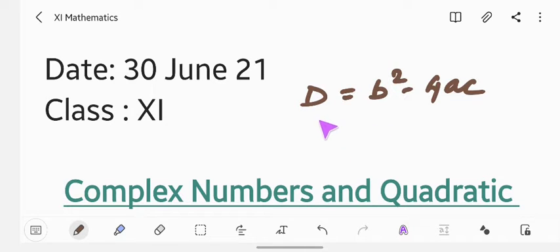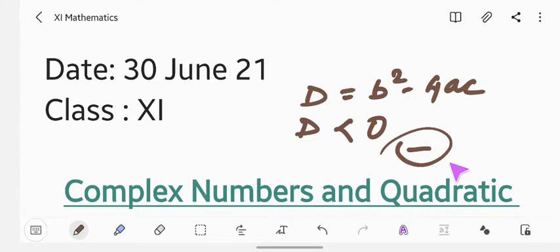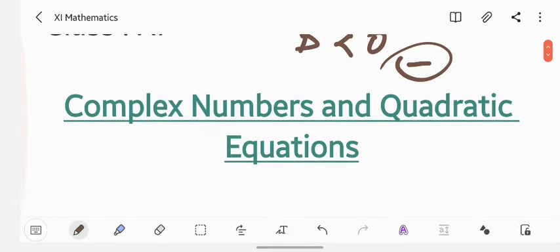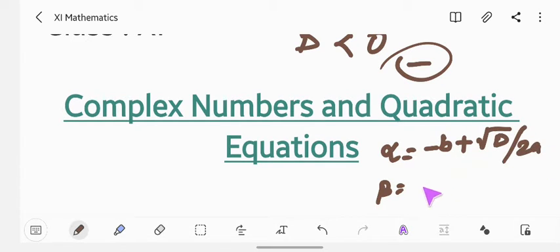So in the third case, when we have D less than 0, the value of the discriminant less than 0, in that case we used to write that the given equation has imaginary roots or non-real roots, right? Because the value less than 0 will be negative, all right? And the formula which we were using, alpha and beta, is given as minus b plus square root of D by 2a and minus b minus square root of D by 2a.